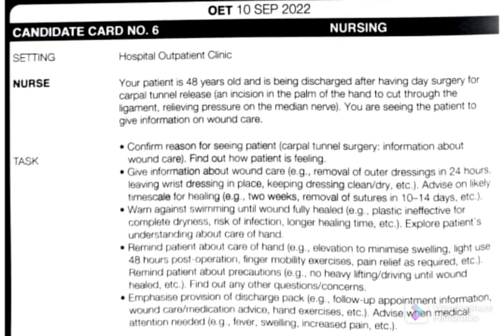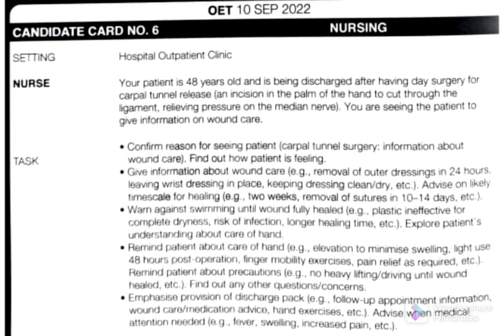Then the next one is to warn against swimming until the wound is fully healed, that is, plastic is ineffective for complete dryness, risk of infection, longer healing time, etc., and explore the patient's understanding about care of the hand. Then the warn means you should not use phrases like you should not and don't; we could not use these here.